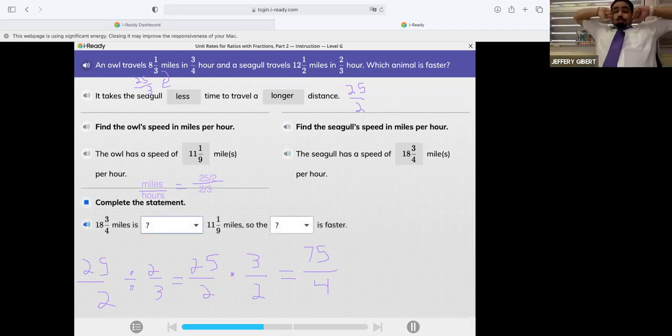Complete the statement. All right, so 18 3/4 miles is less than or greater than 11 1/9 miles. Talking to me. Oh, okay, how many do you have done?